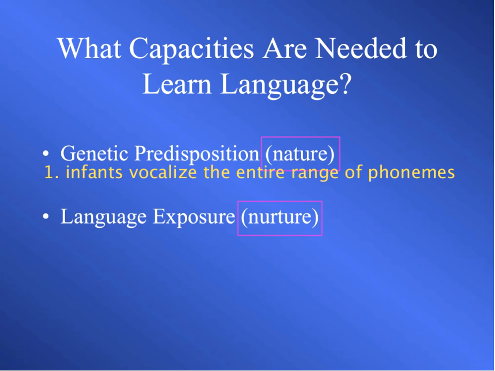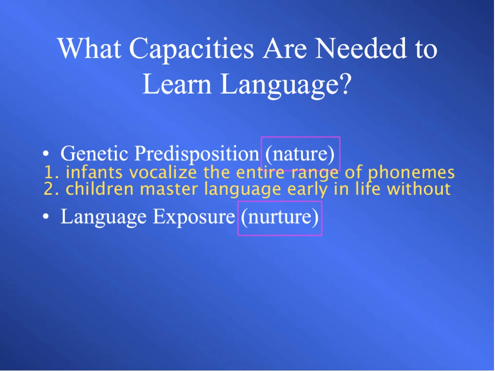The second piece of evidence that's consistent with a nature-driven genetic predisposition to the development of language is the fact that children begin to master language early on in life without any formal instruction. Okay, so children master language early in life without formal instruction. What do I mean here?